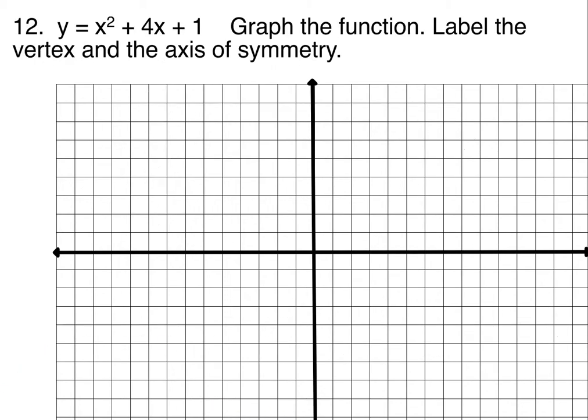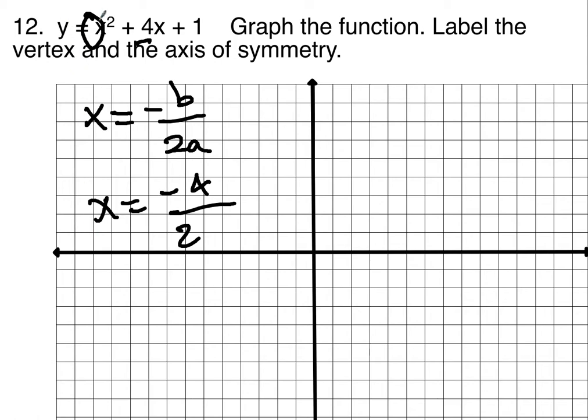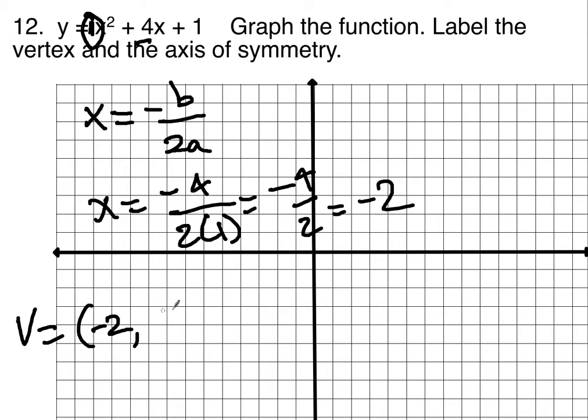Okay, so let's use that to graph this equation. We're going to graph the function, label the vertex and the axis of symmetry. The first step is to find the vertex, and the way you find the vertex is by finding the axis of symmetry. So I guess the real first step is find the axis of symmetry. x equals negative b over 2a. So in this case, b is 4, so negative 4 over 2 times a, which a is what goes right here. It's nothing written, so that means it's 1 times x squared. So negative b, 4 over 2 times a, is equal to negative 4 over 2, which is negative 2. So the vertex is at negative 2 comma something.